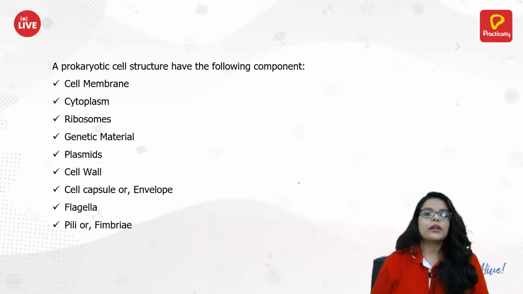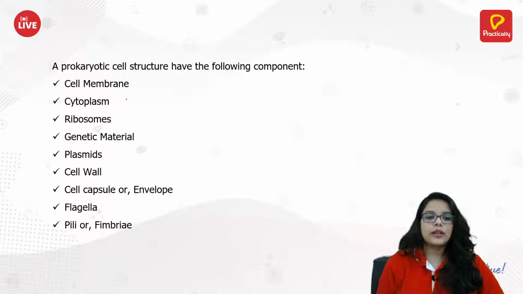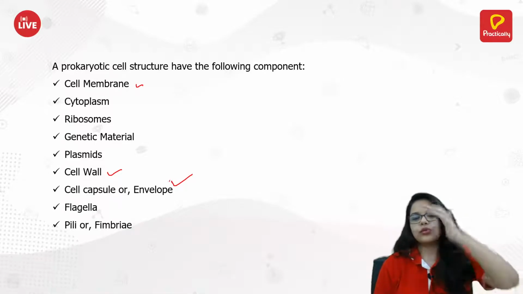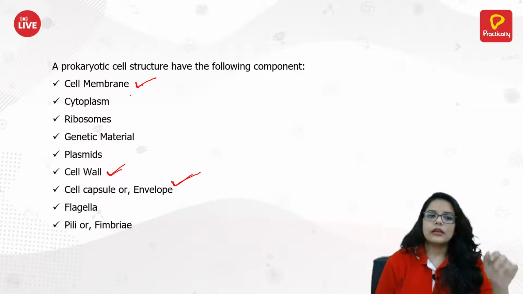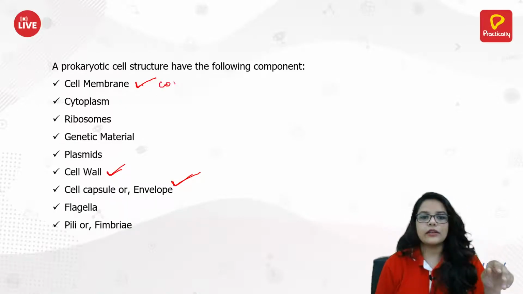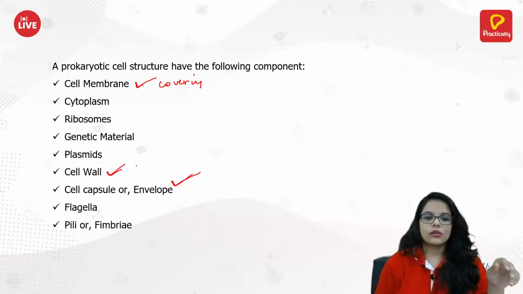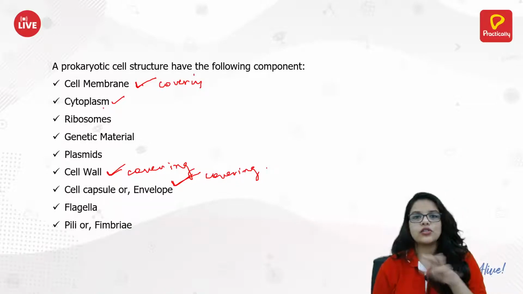Now, what are the things I've been saying? That prokaryotic cells do not have many things. What are the things which are actually there in prokaryotic cells? Firstly, they have cell membrane, cell wall, and cell capsule. The first thing they have is the cell capsule or an envelope. Then they have cell wall, cell membrane, then the cytoplasm inside. These are all the coverings of the cell. Then there is cytoplasm, the jelly-like structure in which the organelles are.